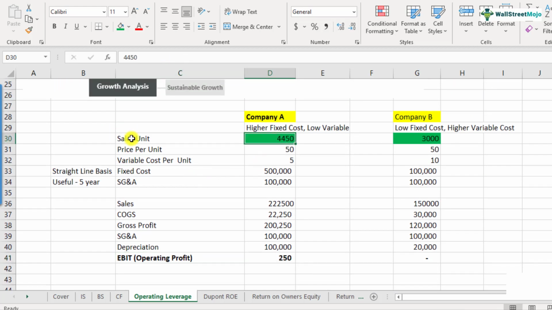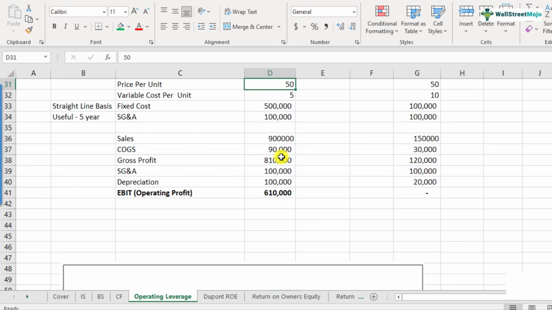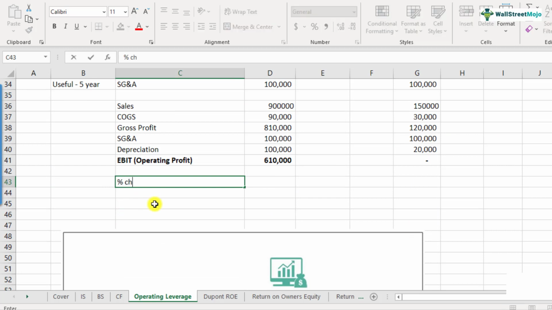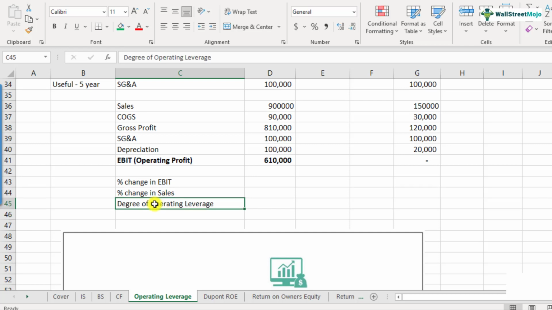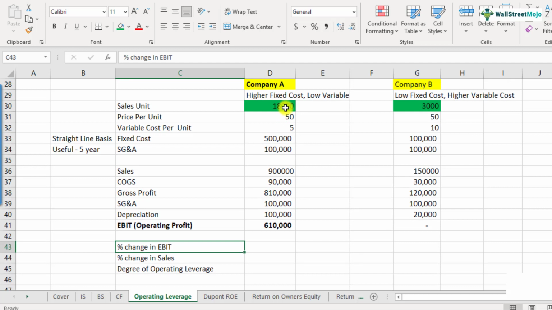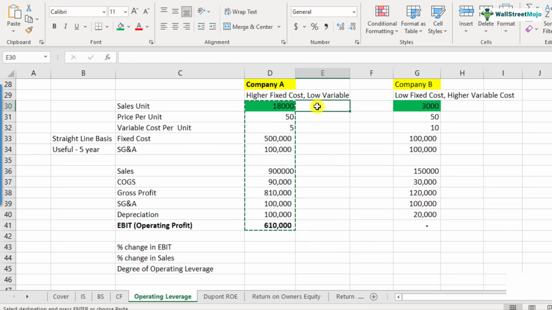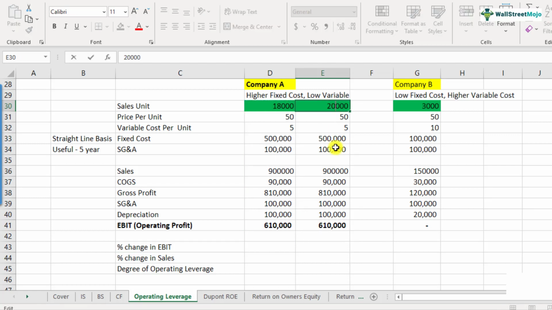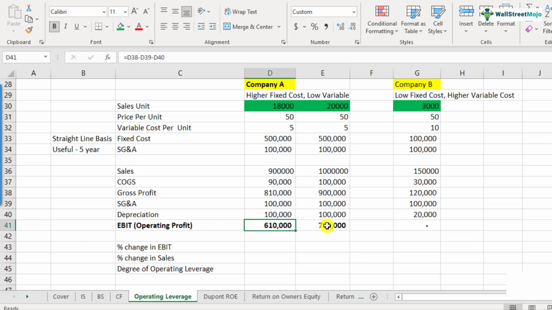So let's make these sales units back to 18,000 for calculation of degree of operating leverage. Here we will have percentage change in EBIT and percentage change in sales, and the ratio will be called the degree of operating leverage. To calculate the percentage change in EBIT, we'll require the EBIT data for 2 years. Let's assume this was the first year, and in the second year, instead of 18,000, they managed to do 20,000. So the EBIT will change accordingly.